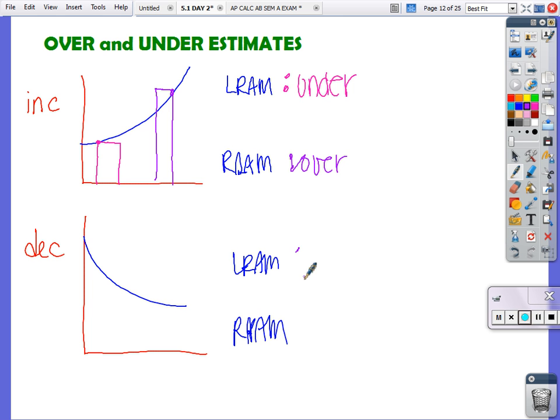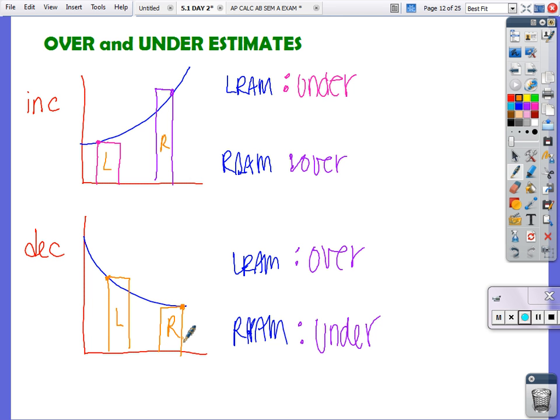What do you think happens when you decrease, though? It switches. So now this is going to be an over, and this one's going to be an under. So an LRAM, and actually let me label them. Left, and then my right. So I don't memorize these because you'll memorize them wrong. You'll just confuse them. So always draw it out.